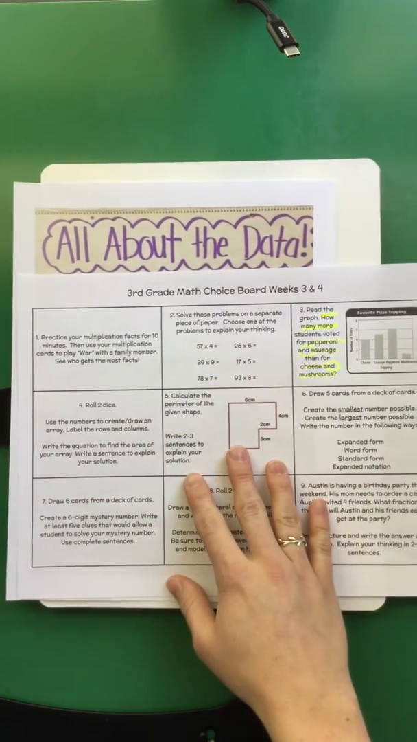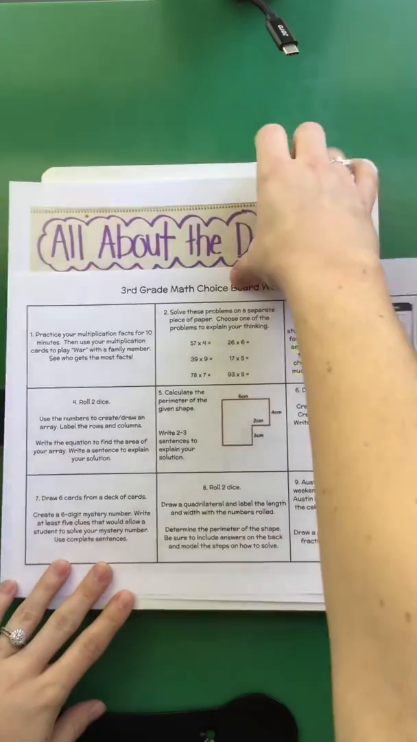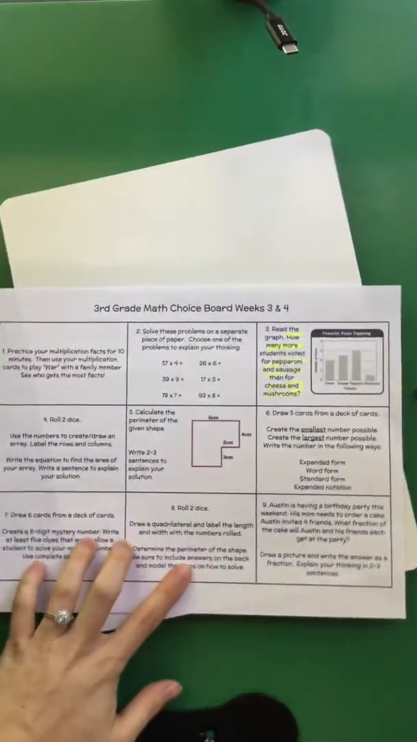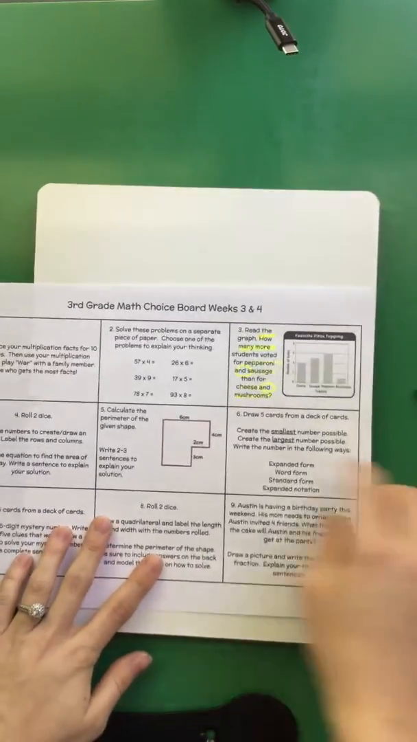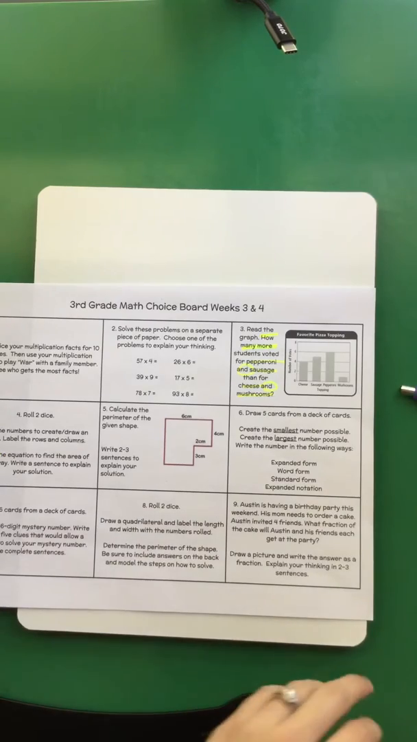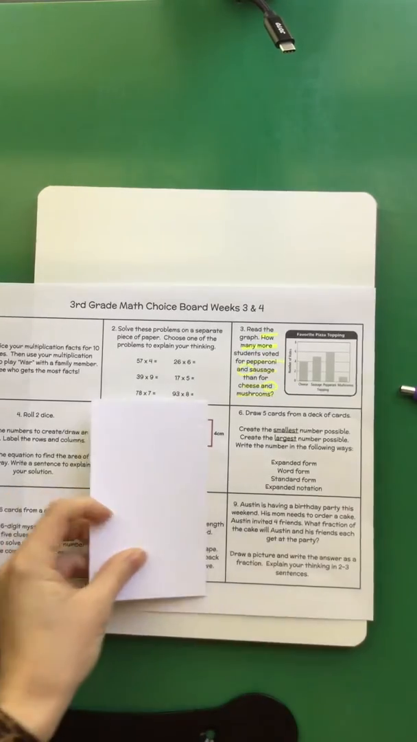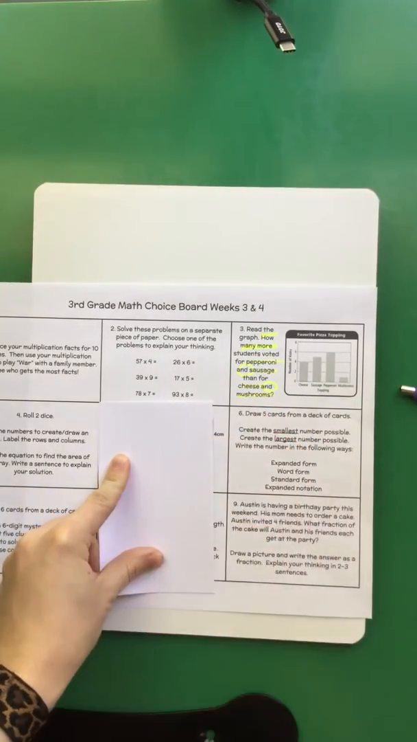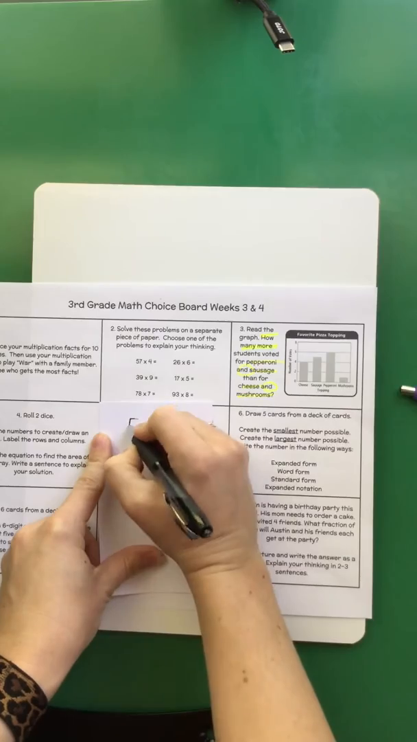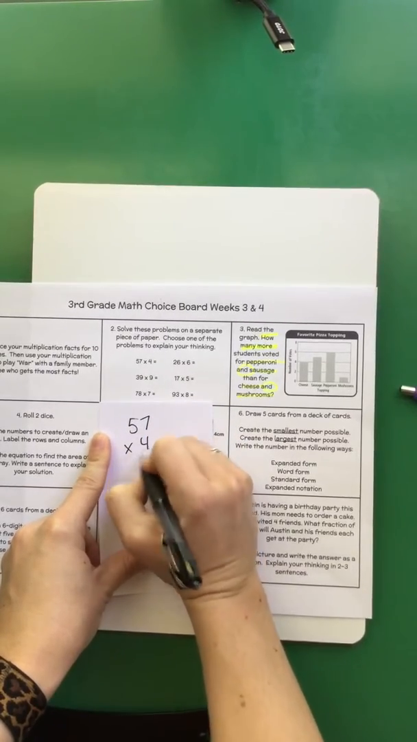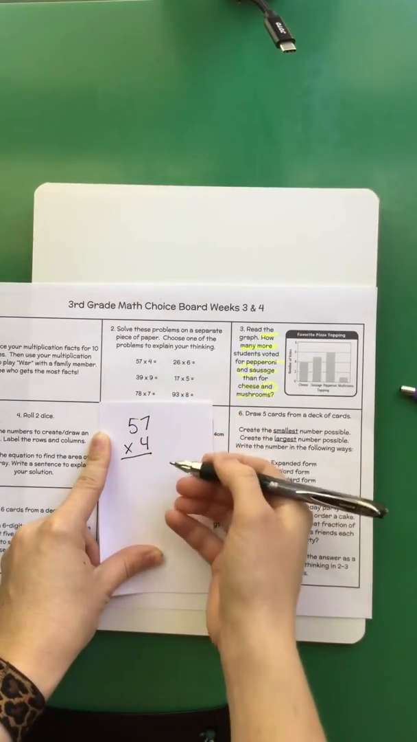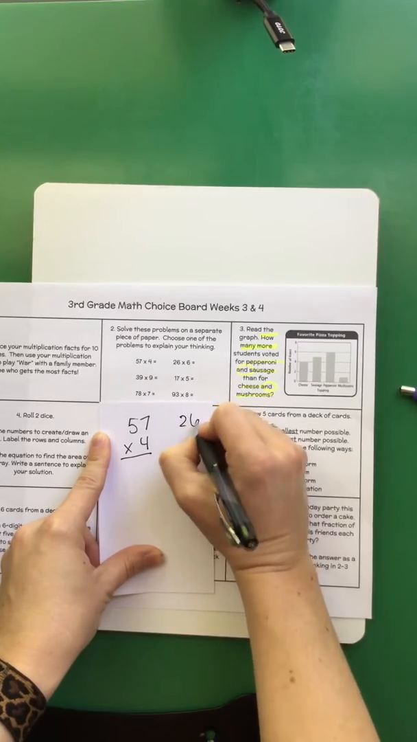Number 2 says solve these problems on a separate piece of paper. Choose one of the problems to explain your thinking. So you are going to want to rewrite these on a different paper because that's not how we solve multiplication problems when we do 2-digit by 1-digit. So on a piece of paper, you would want to rewrite them because we need to line it up to do our roller coaster method. So we've got 57 times 4. So you would basically write it out like this for all of your problems.